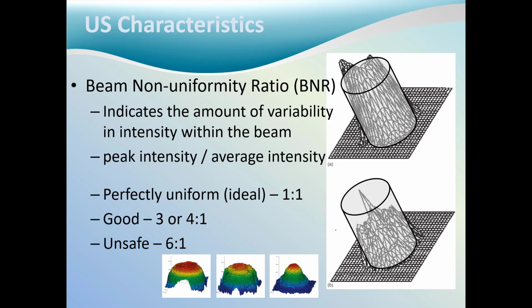The presence of high-intensity areas in the beam results in hot spots. We must keep the ultrasound head moving to prevent these hot spots from creating tissue damage. A BNR with a ratio of 6:1 would be considered unsafe, and any BNR that is 8:1 is dangerous. Lower ratios are safer and more desirable.